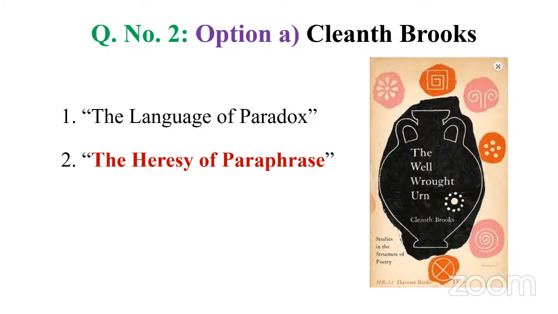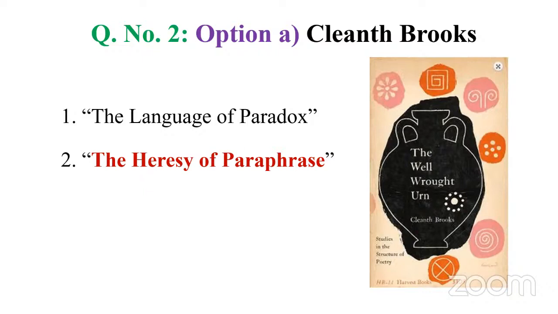Number one, The Language of Paradox. In this essay, Cleanth Brooks, the new critic, makes a statement. He says, the language of poetry is the language of paradox. So take any poem, there are always contradictions. If you make a statement, there is a counter statement to that in any poem, right? So that's his statement. The language of poetry is the language of paradox. So this might be a question next time: who said the language of poetry is the language of paradox? If you are aware of this, then that might be an easy question for you.